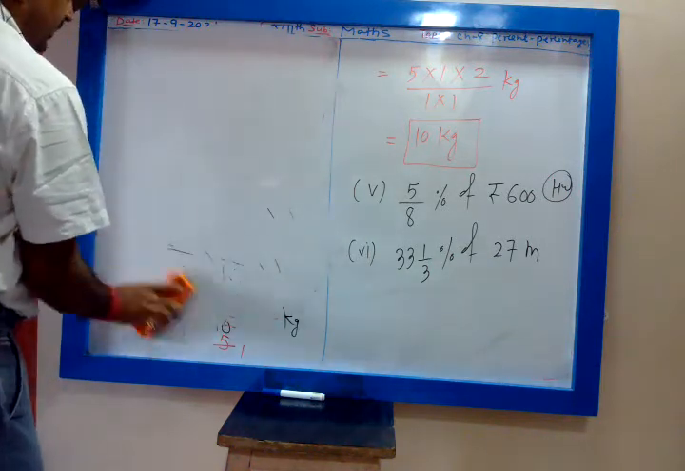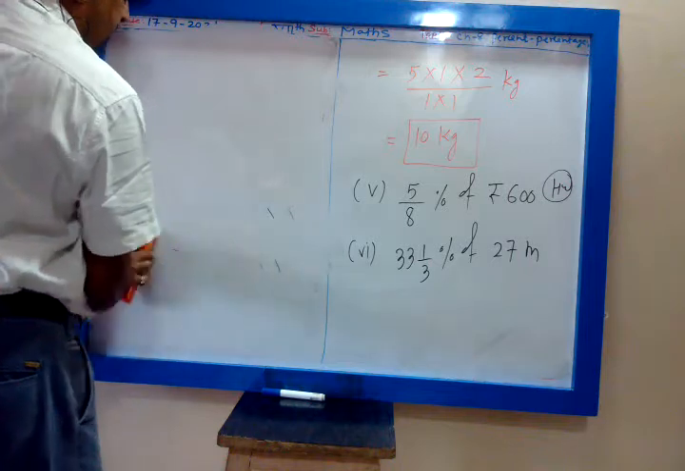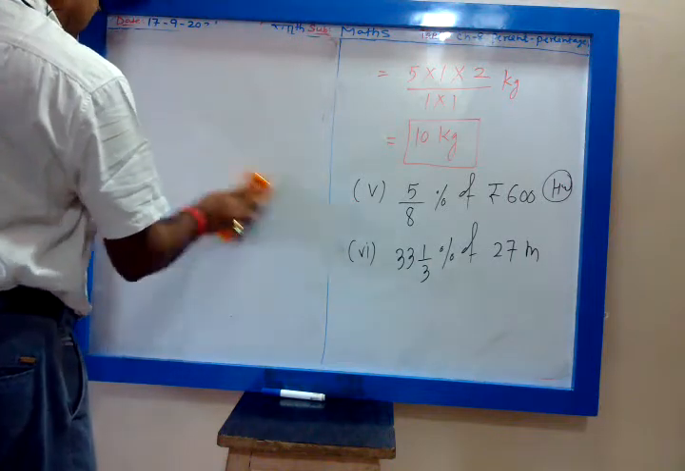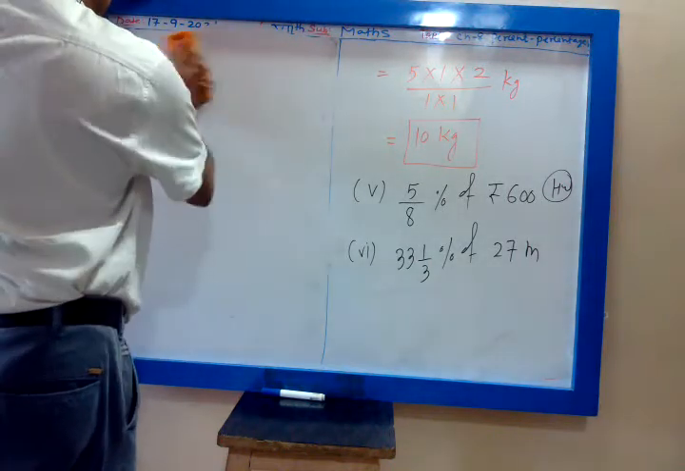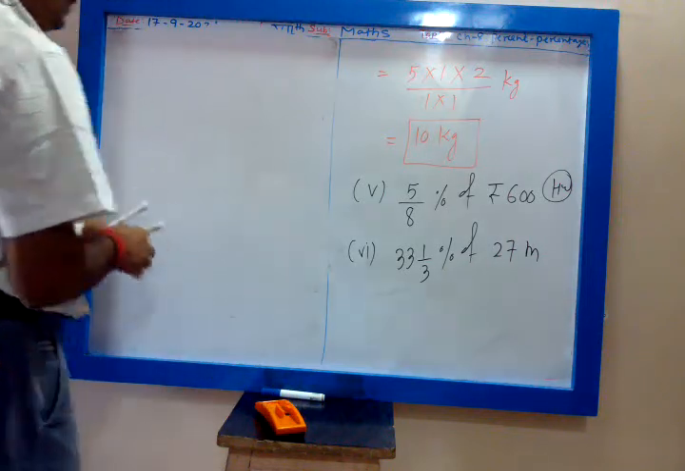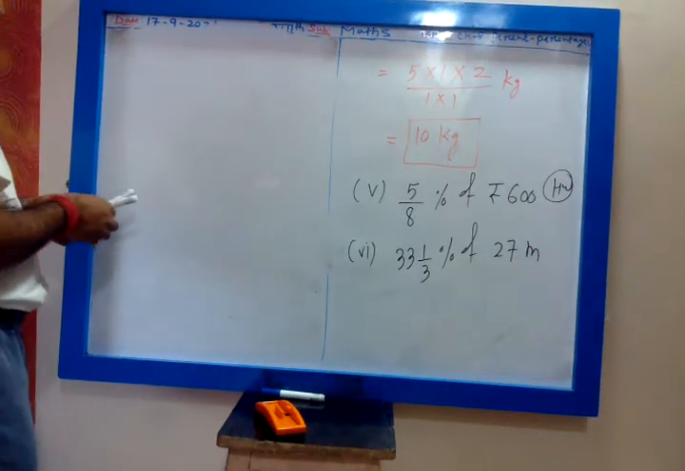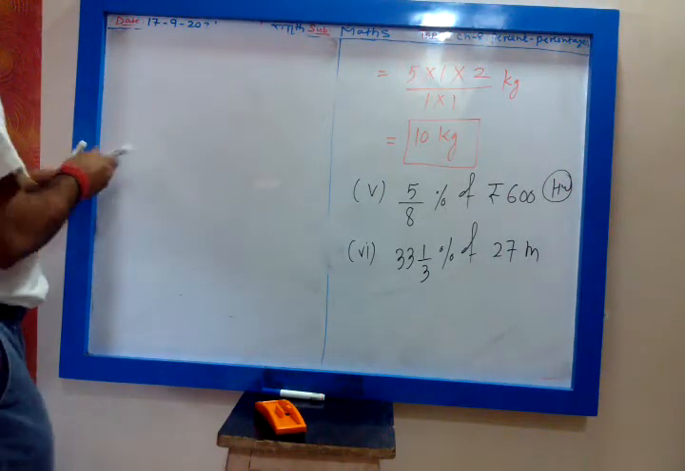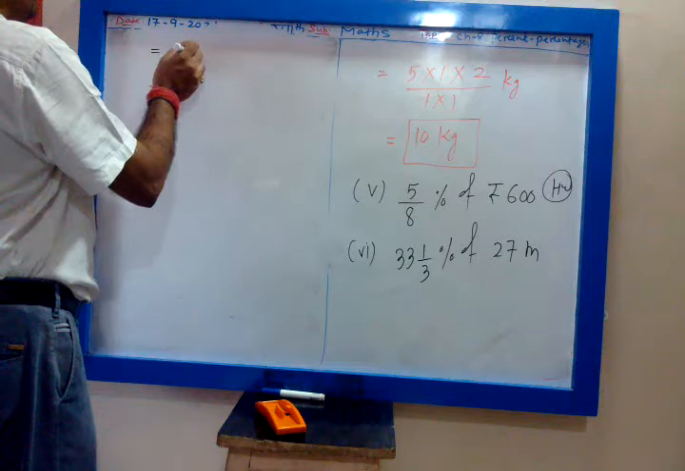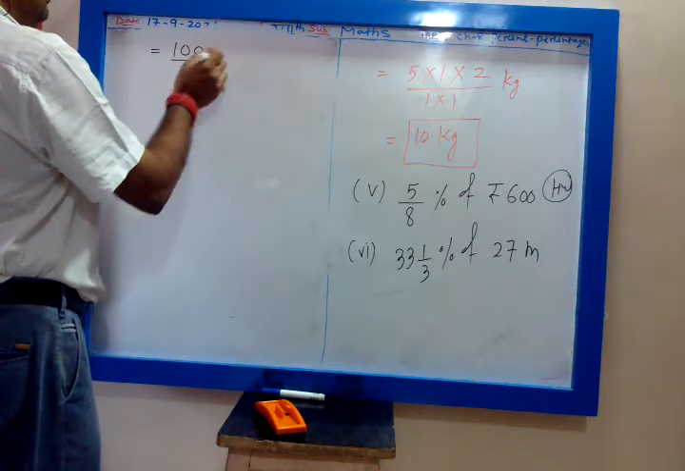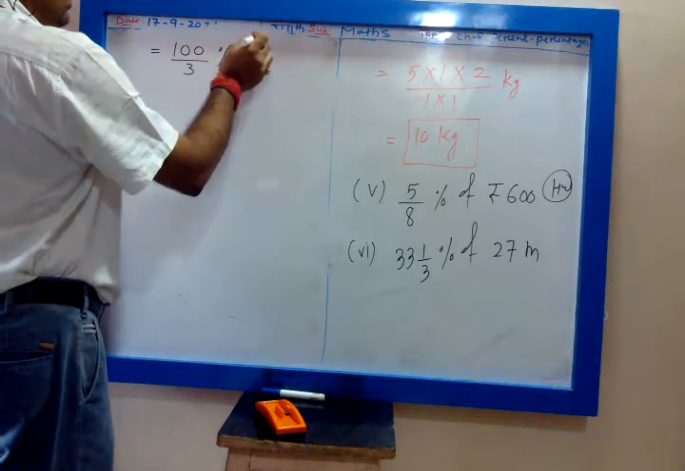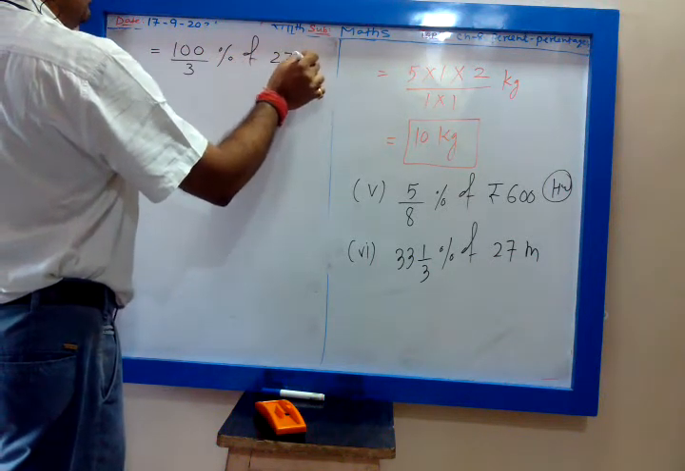Whenever you have a mixed fraction, convert the mixed fraction into an improper fraction first. Step by step, we are doing this. So 33 1/3 means 100 upon 3%. 100 upon 3% of 27 meter.